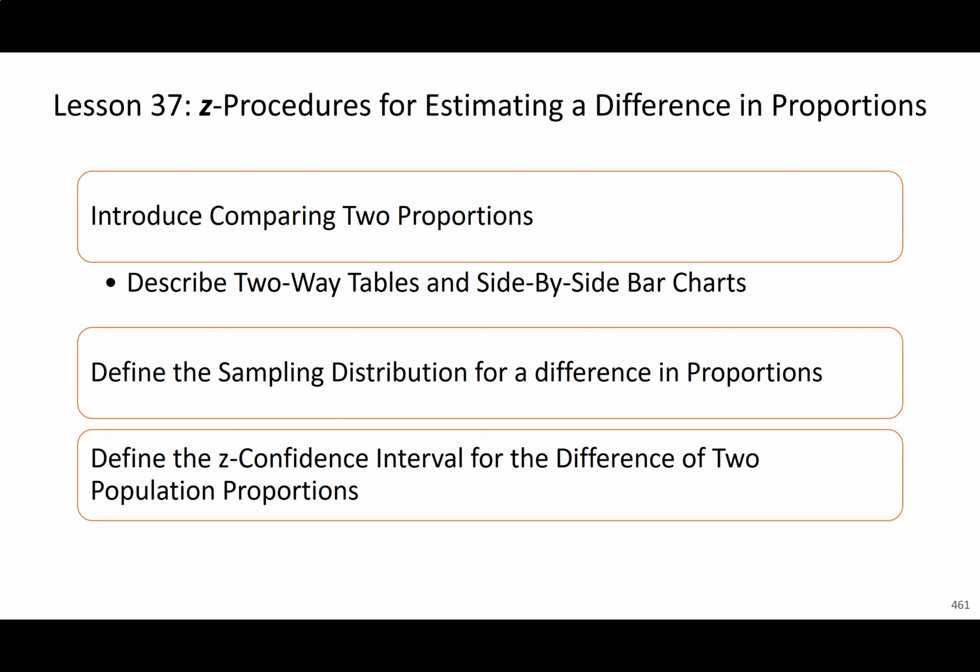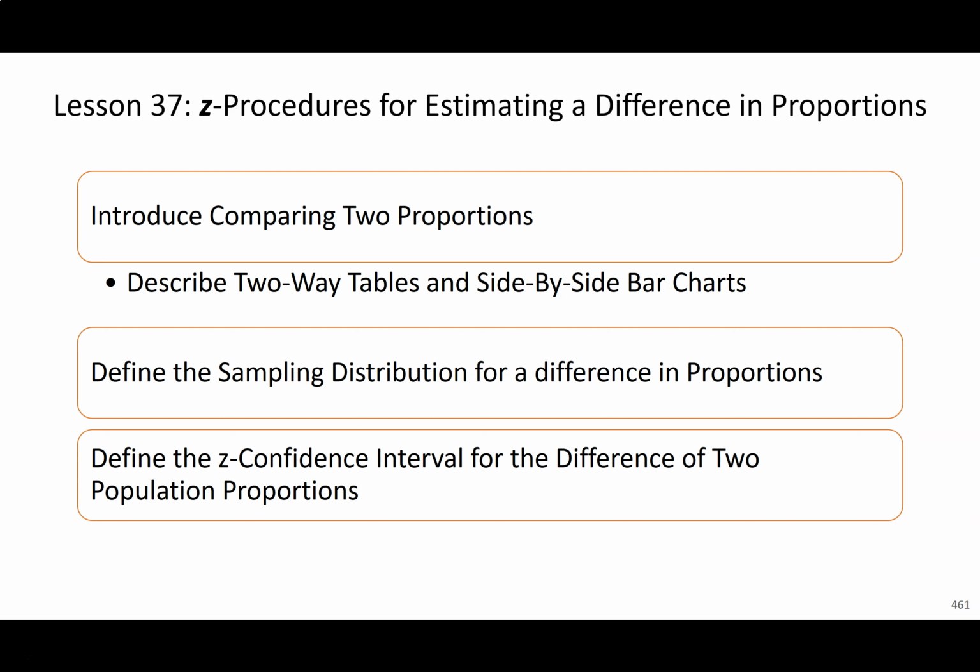So we were looking at Z procedures for a single proportion from one population. Now we might have more than one. Specifically, we're going to focus on two. So maybe I have two populations or two groups that I want to compare the proportions of. Maybe I want to know the proportion of parts that are defective for machine 1 versus a newer machine, that kind of idea.